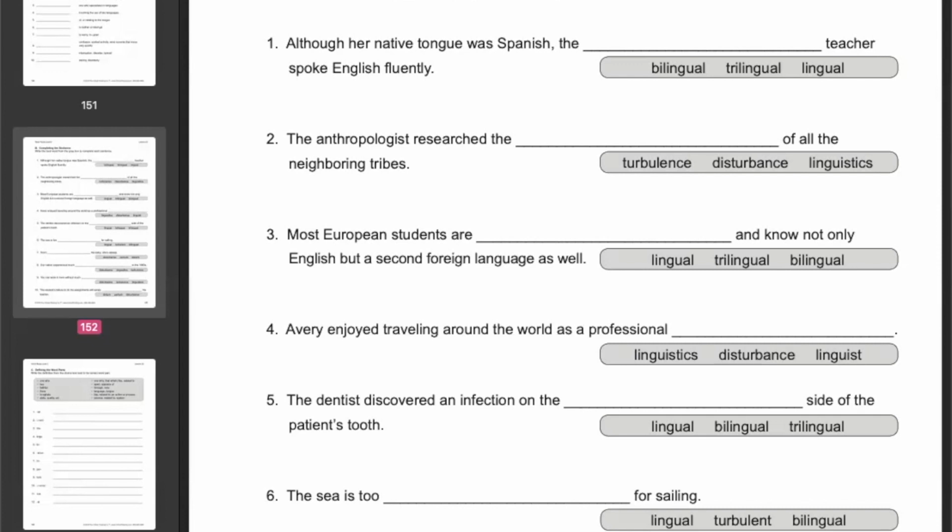Okay. So the dentist discovered an infection on the blank side of the patient's tooth, the lingual side. Yeah. This happens, right? Sometimes whenever we bite our tongues, if we're eating, for instance, this can happen. A canker sore can develop. The sea is too blank for sailing.